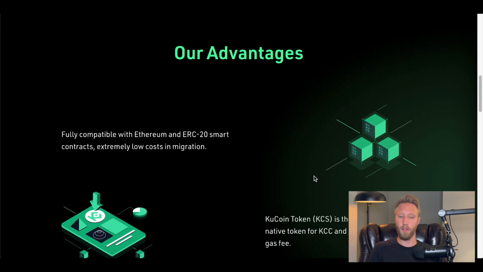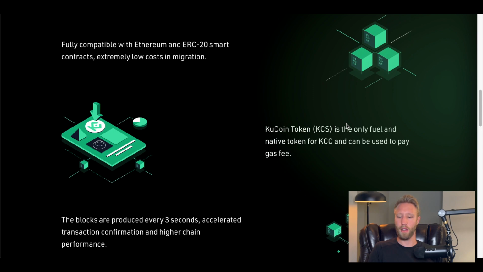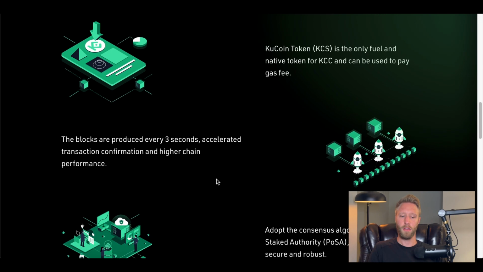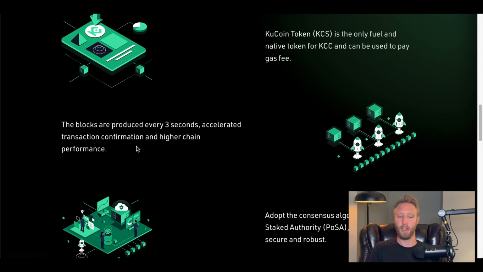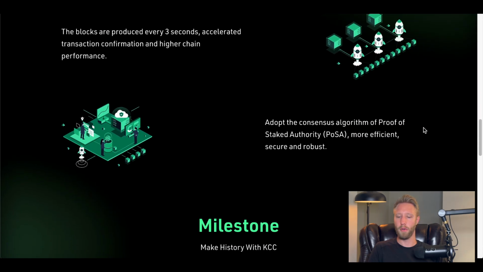They have a few advantages here as well. This is fully compatible with Ethereum and ERC20 smart contracts with extremely low cost in migration, so they can switch over those Ethereum coins to the KCC chain easily. KuCoin token KCS is the only fuel and native token for KCC and can be used to pay gas fees. This may explain why we are seeing a big surge in KCS recently, and this may continue as we see more and more projects moving to KCC. The blocks are produced every 3 seconds, with accelerated transaction confirmation and higher chain performance. And then they also adopt the consensus algorithm of proof of staked authority, which is more efficient, secure, and robust.